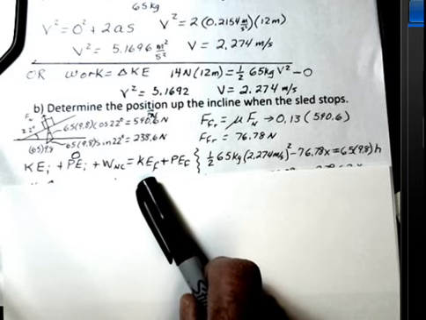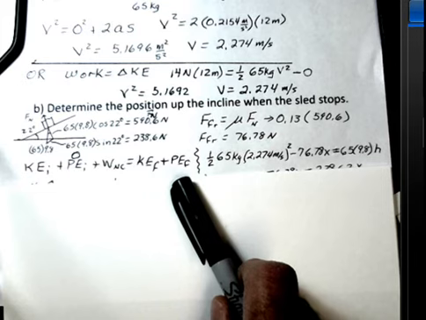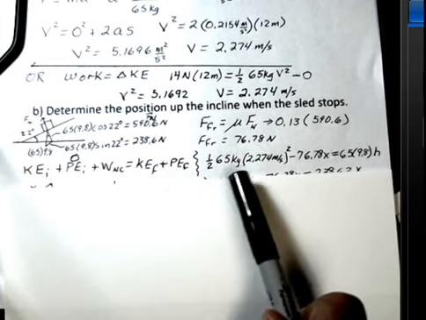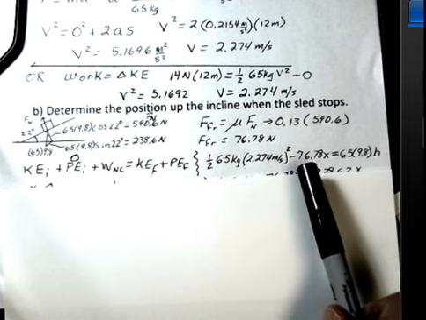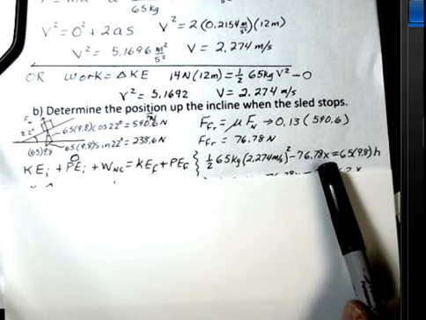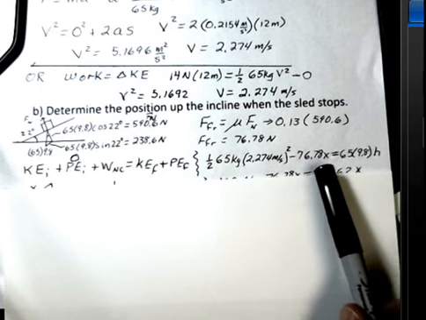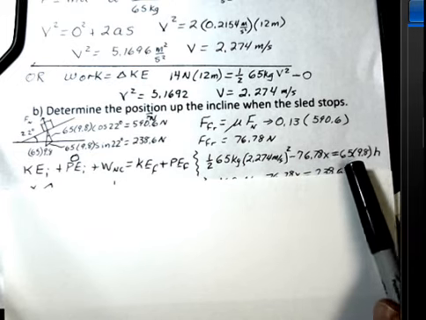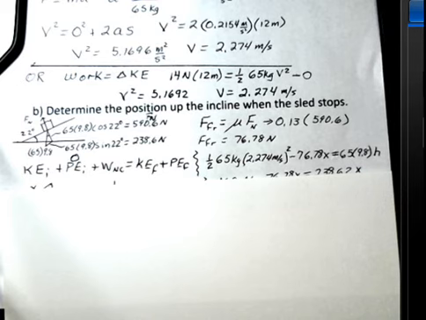We want to know how far we go up the ramp. When we stop, there will be a potential energy. So we have our initial kinetic energy minus the non-conservative work. 76.78 is the force. X is our unknown distance up the ramp. And then we have mgh. The final energy is in the form of potential, 65 times 9.8 times h.